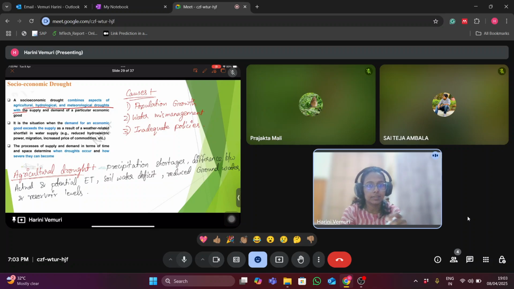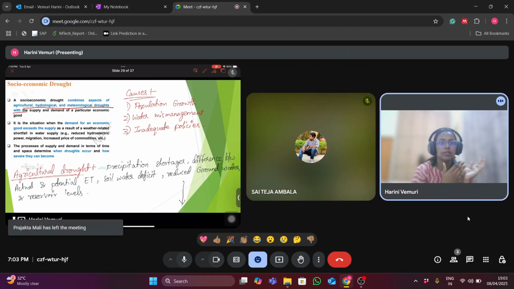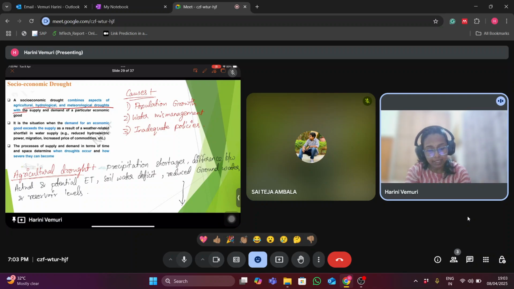If you remember in the slide previously, as we go down, the time scale of the drought is increasing. So it is going from meteorological drought, leading to agricultural drought, hydrological drought, and then into socio-economic drought. Right. So the time scale of agricultural drought is shorter than hydrological drought.